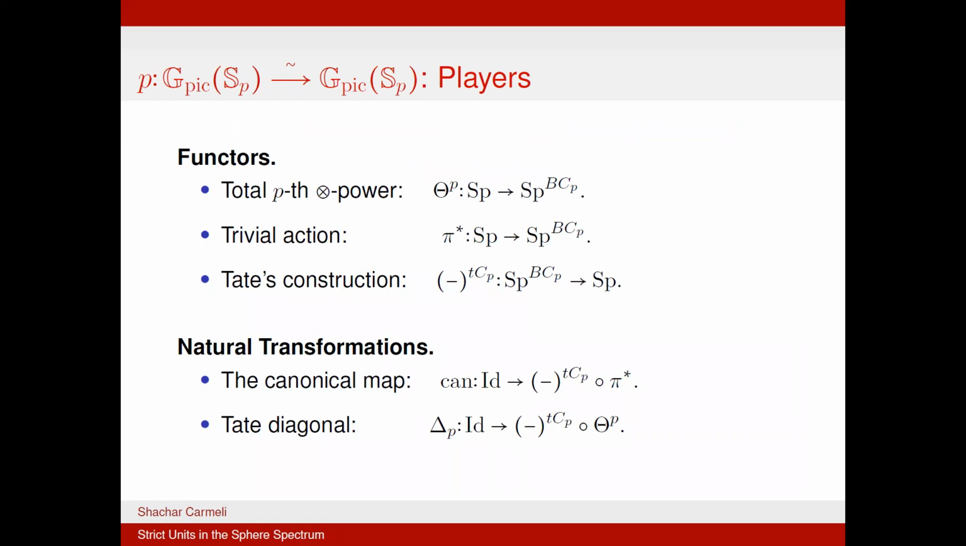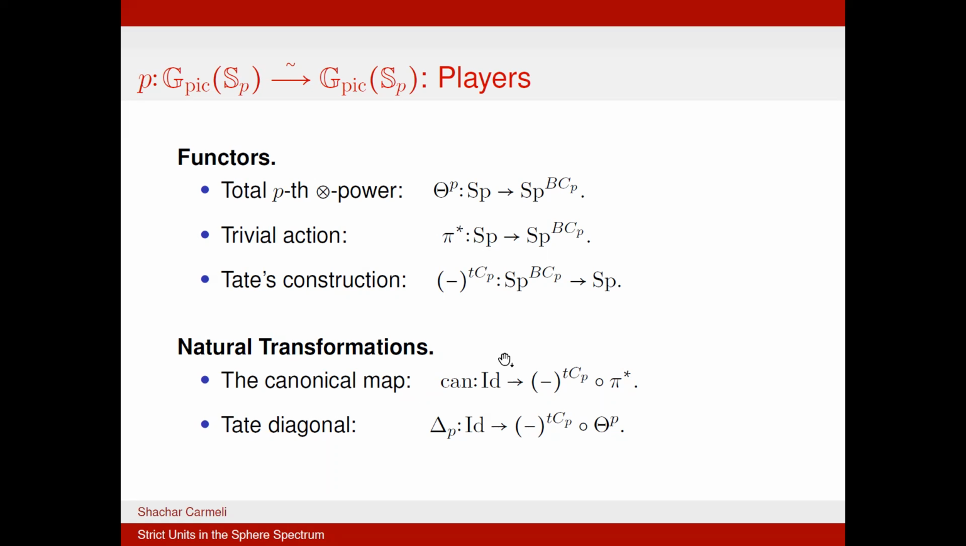Let me now tell you what are all the players which are going to play in the proof that p acts invertibly on the strict Picard spectrum of the p-complete sphere. So we have the total p power map, which for now we think of as a map from spectra to spectral C_p representations, or functors from BC_p to spectra. We have the trivial action functor, which takes a spectrum to the trivial C_p action on it. And in the other direction, we have the Tate construction, which takes a spectrum with a C_p action and turns it back into a spectrum.